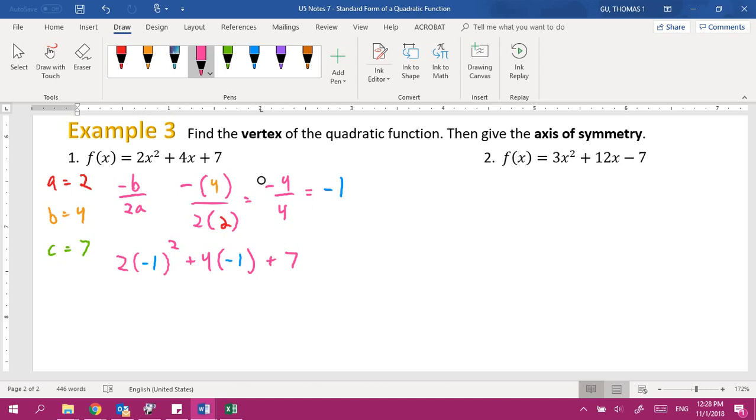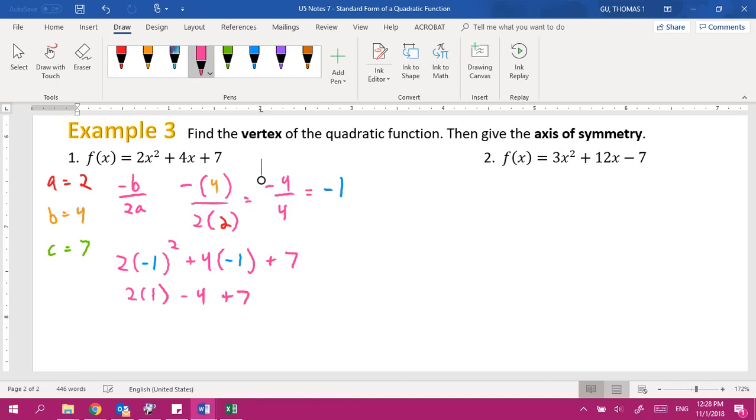Now, this is the part you want to be careful. Don't mess up this first term right here, the 2 times negative 1 squared. What do I need to do first here? Square the negative 1. We're going to square the parentheses, right? If I square negative 1, what does that become? 1. So now it's 2 times 1. And then what is 4 times negative 1? Negative 4. So minus 4. And then plus 7, right?